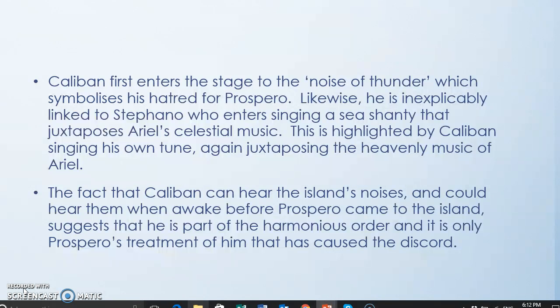But it's important to note that Caliban can hear the island's noises, and he could hear them when he was awake before Prospero came to the island. So even Prospero's coming to the island suggests that the harmonious order has already started to be disrupted. And it's Prospero's treatment of Caliban that has actually caused the discord in relation to Caliban's life on the island. So there's a discovery, I think, for us as audience, which leads us into the themes of colonisation and just what does it mean.